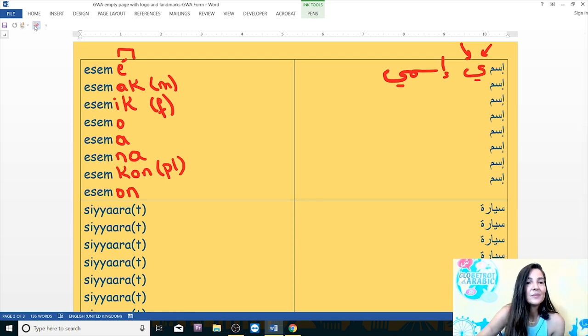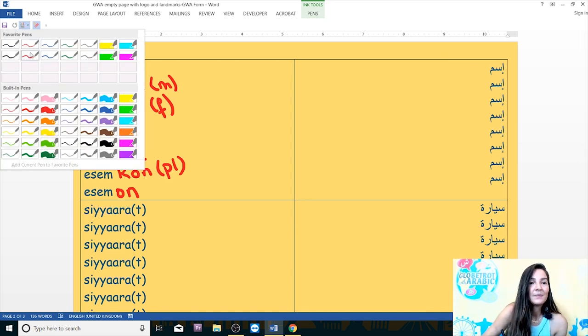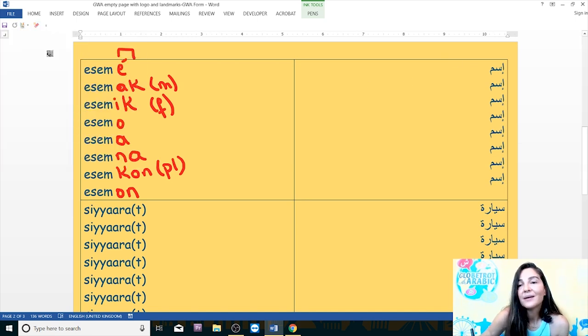Let's repeat these by writing them in Arabic. Let me delete the first one here. So we said ismi. When it comes to ismak, what happens is I'm adding a fatha here: isma plus k, ismak. Okay? Ismik, your name, feminine. So ismak is your name, masculine. Ismik, your name, feminine. Ismo. Now this is a bit tricky. We will put a dhamma here. We will put an h. Ismo.